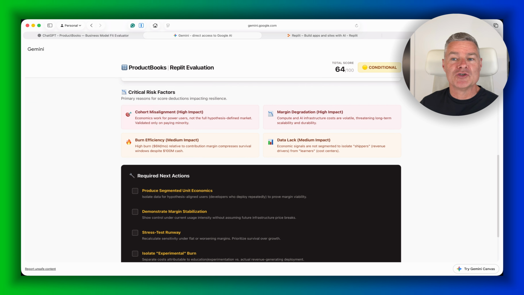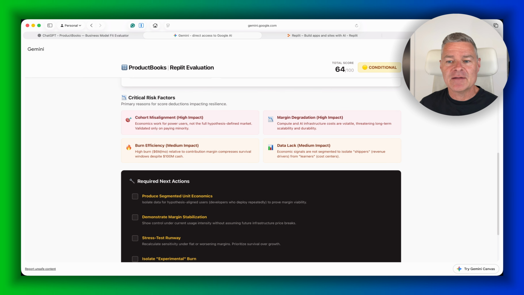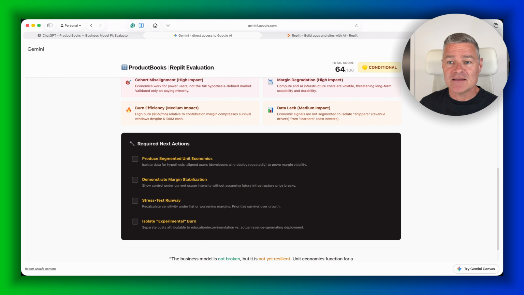Is you want to know these things early and before they actually start to really hurt your business. So these risk factors that are going to affect the resiliency of your business are clearly identified. But what's always really important here is your next steps. So we need to produce segmented unit economics.